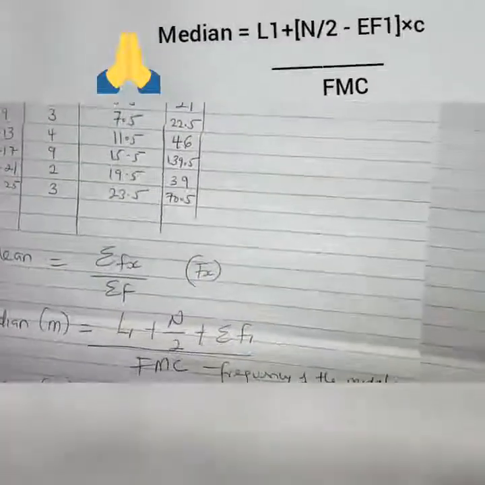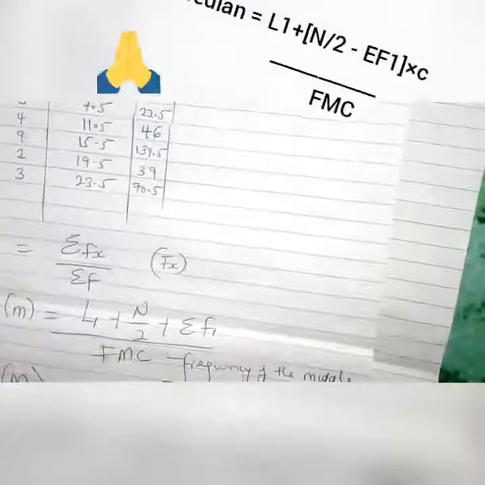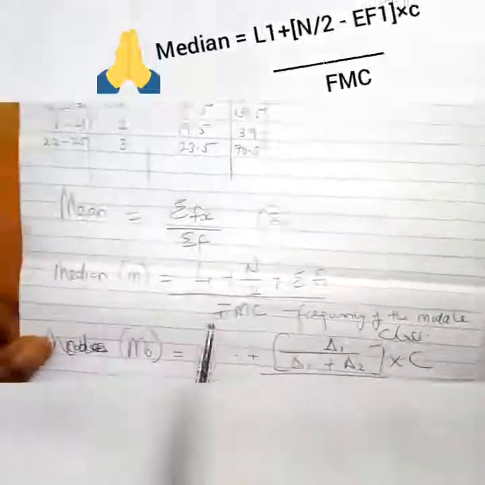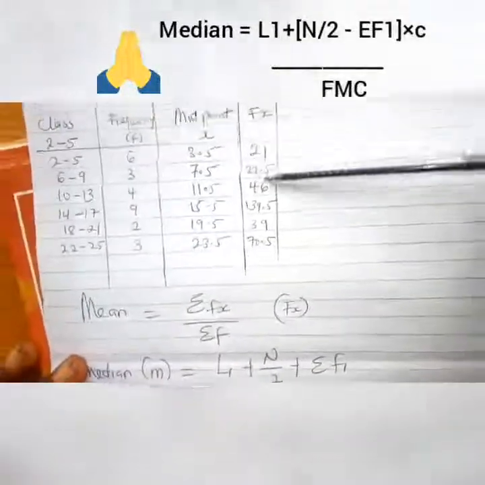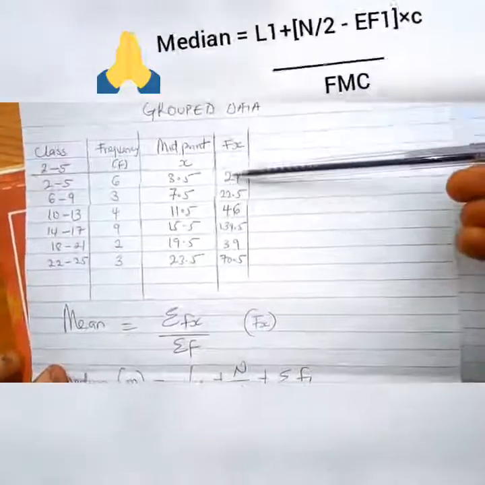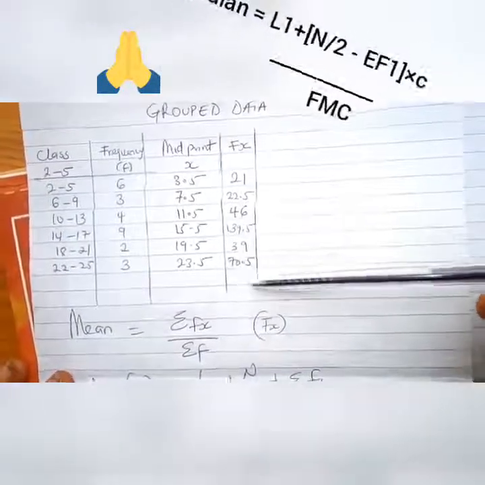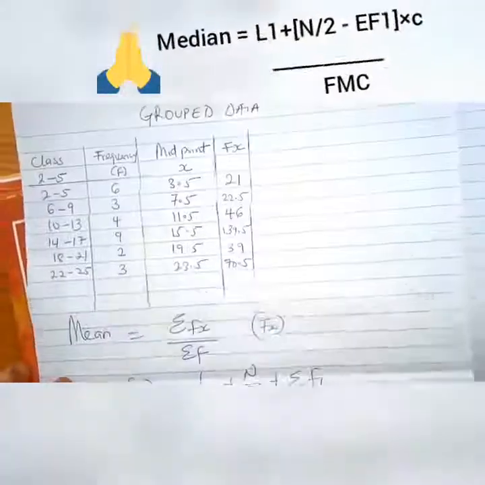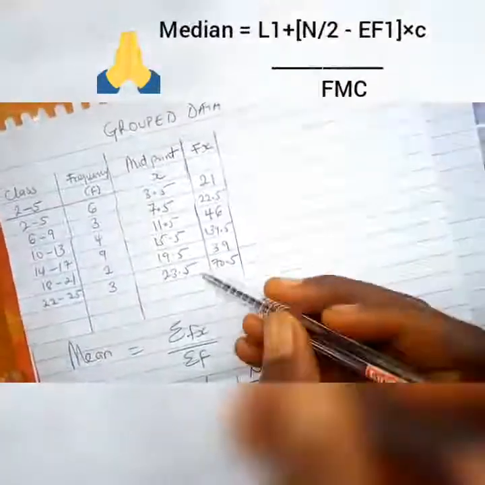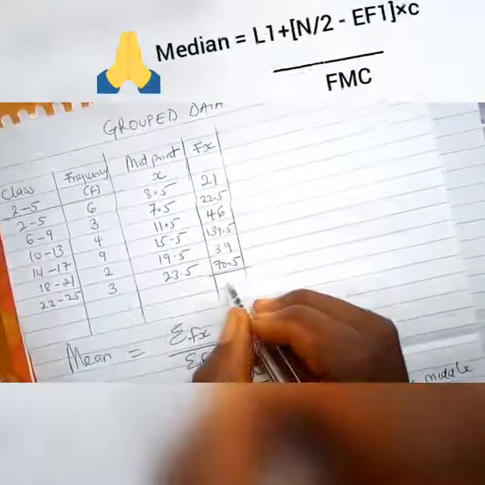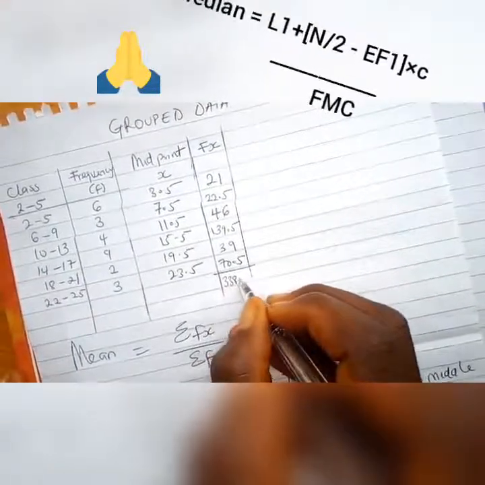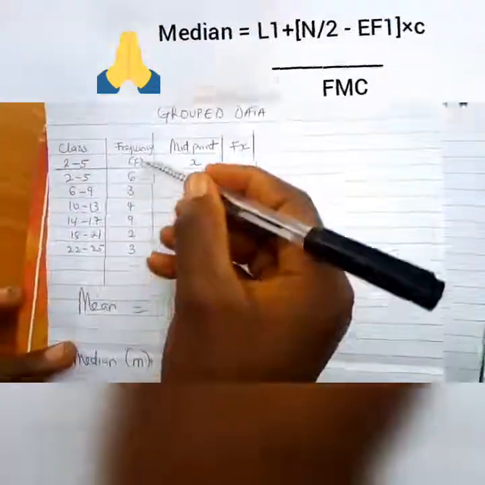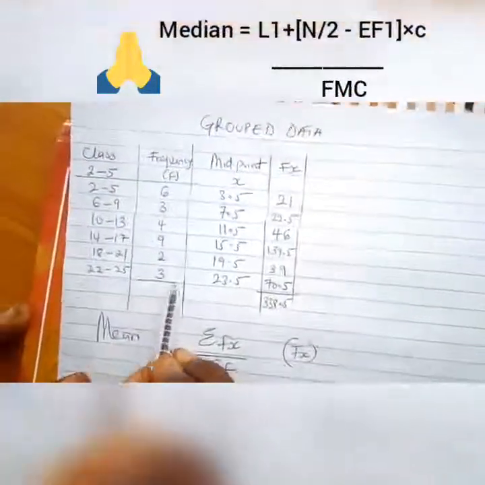So for you now to work out your mean, which is summation fx over what? Summation f. That means you have to sum up your fx. You find the sum of all these numbers. I hope you get that. Then you find the sum of those frequencies as well. So if you add up all these numbers, you have 338.5. I hope you get that. So if you add up this, you'll be having 27.